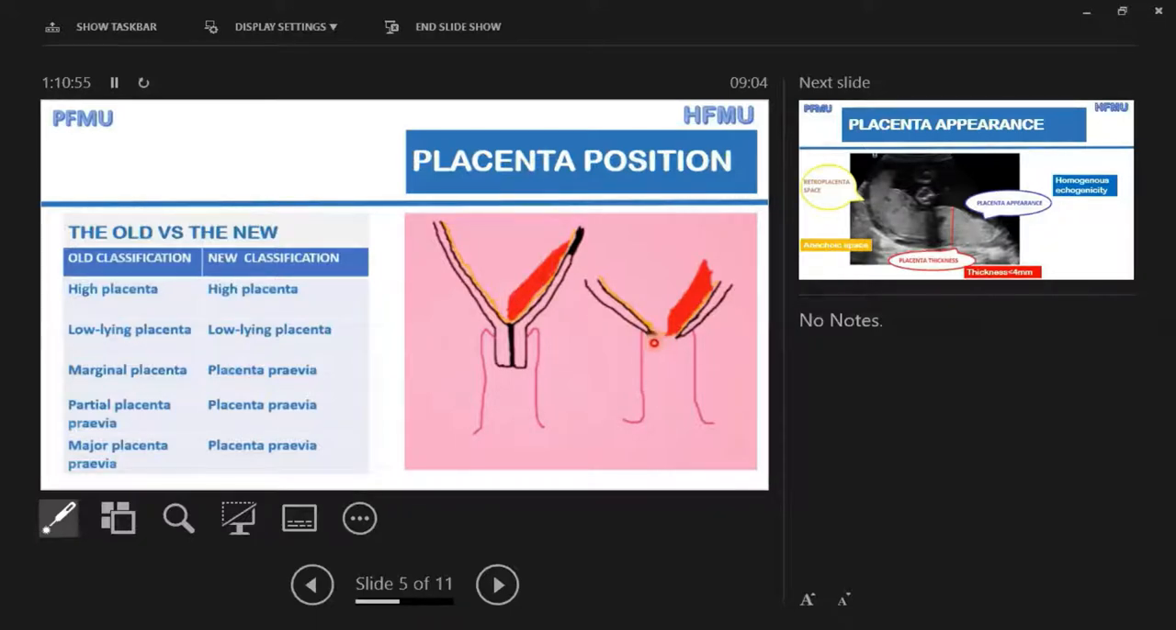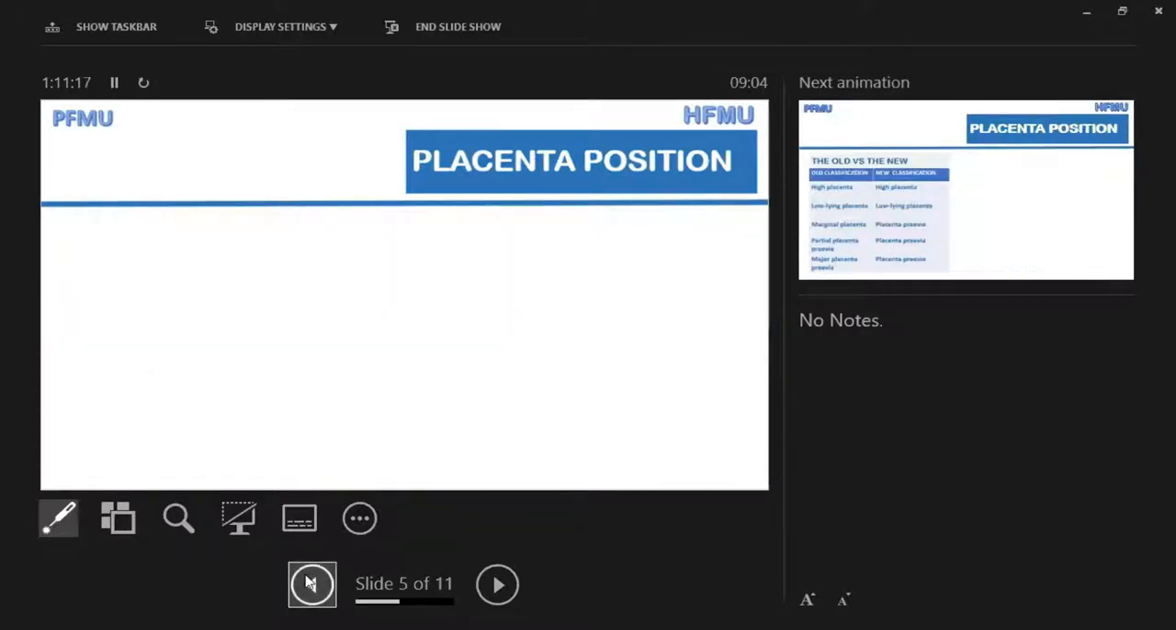With cervical dilatation, the part of the placenta that was partially covering the internal os becomes exposed. The maternal surface of the placenta becomes exposed and the patient can bleed. So it's very important for us to establish the placental location.